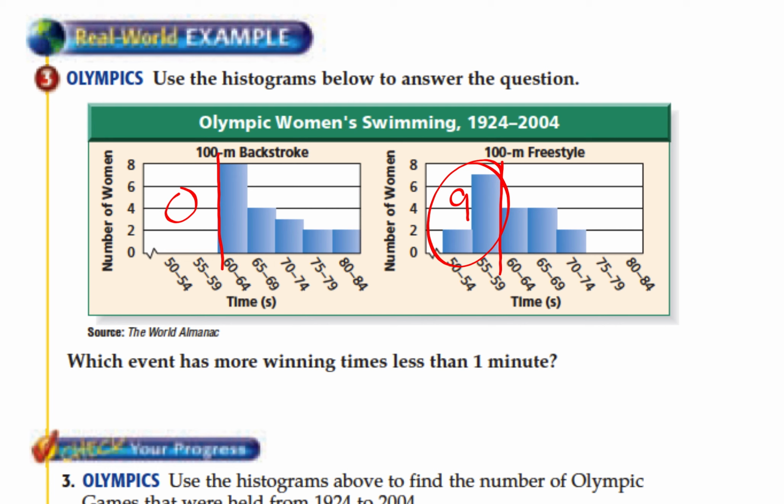Backstroke, 0 times. By the way, you could use this data to make some, not predictions, conclusions. I would conclude from this data that freestyle swimming is faster than backstroke swimming because of the times that they finished were less on the average.